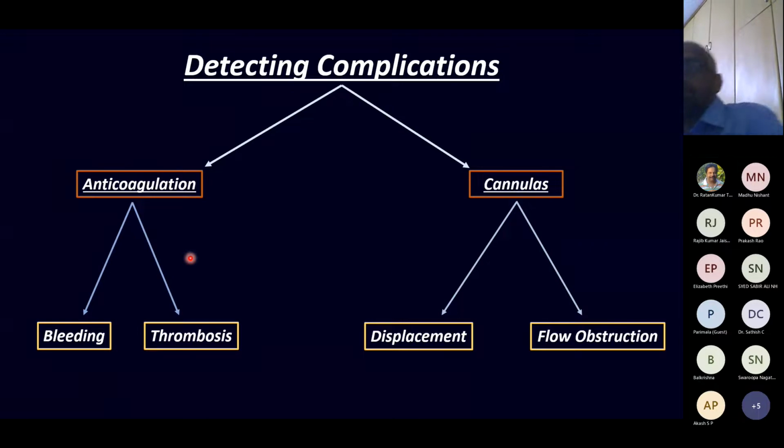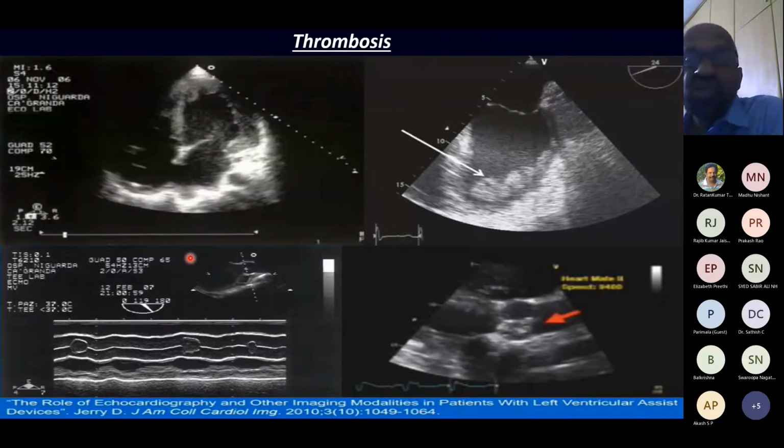And the next important component of monitoring these patients using echocardiography is detection of complications. There may be cannula related problems or anticoagulation related problems. The cannula may be displaced or obstructed, and there may be thrombosis as is shown here. There is a clot here in the left ventricle. This can be detected, and spontaneous contrast is seen here.